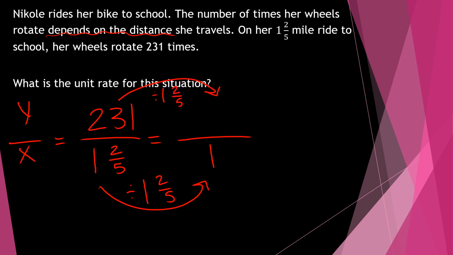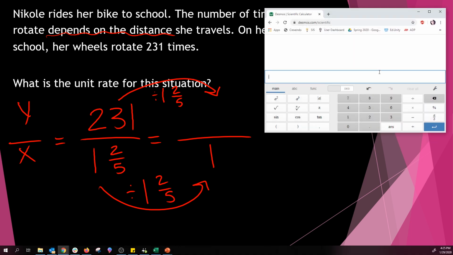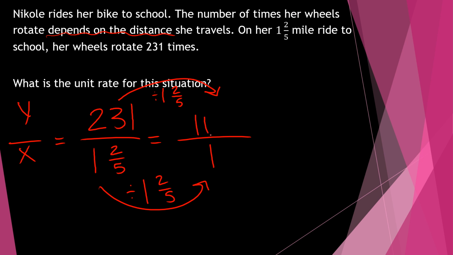So now we can bring back our Desmos and type this in, and we'll get a much better number. I get 165. So that means that her wheel rotates 165 times for every 1 mile that she travels.